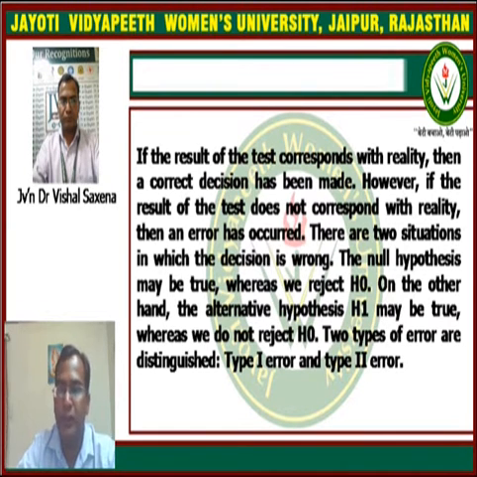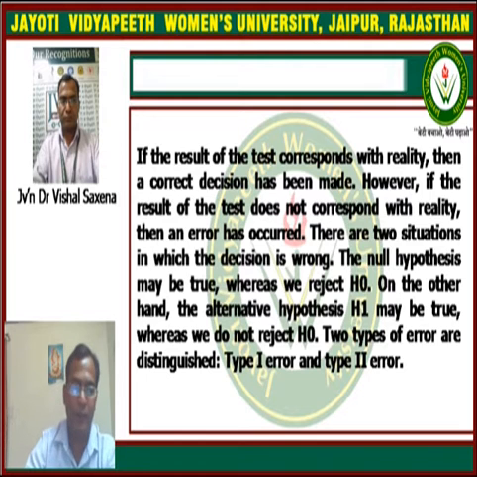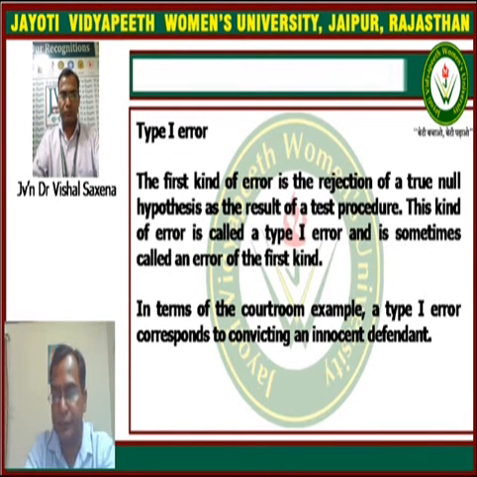Here the first condition is that the null hypothesis may be true, that means it is true, and we are rejecting H0, means we are rejecting the null hypothesis. While the second condition is that the alternative hypothesis H1 may be true, whereas we do not reject H0. So it means the alternative hypothesis H1 may be true, while we do not reject H0. So the two types of error are distinguished. One is called type 1 error, and the second is called type 2 error.